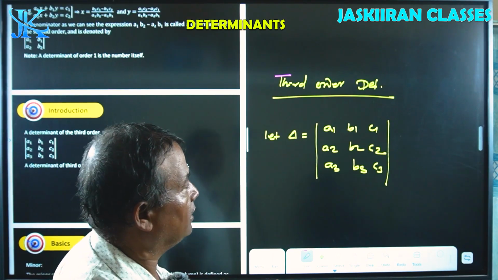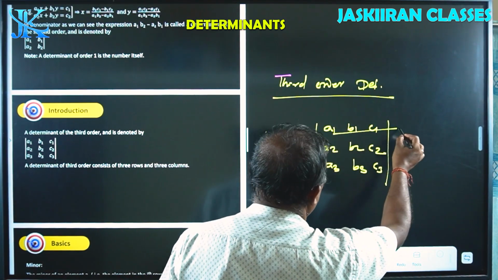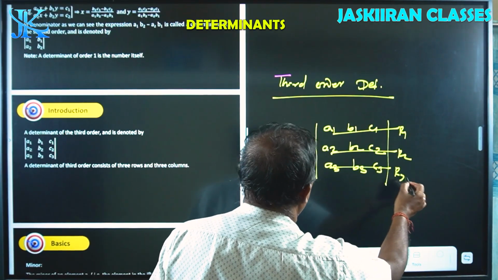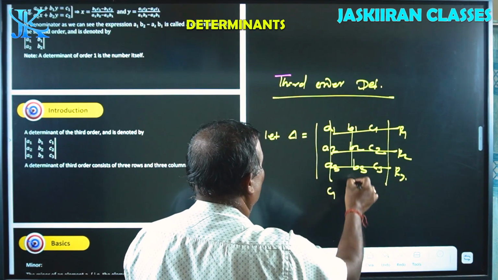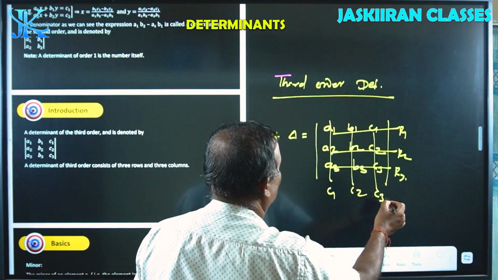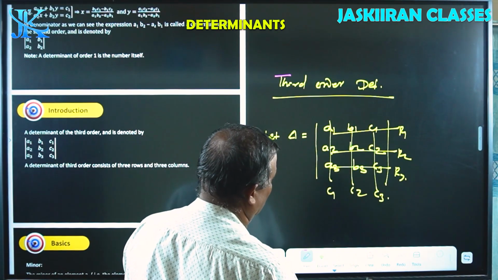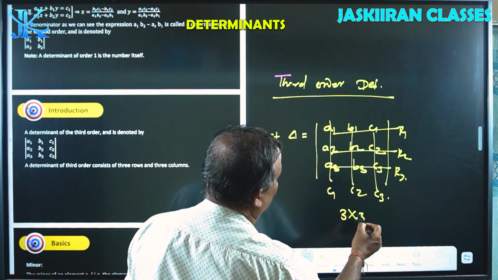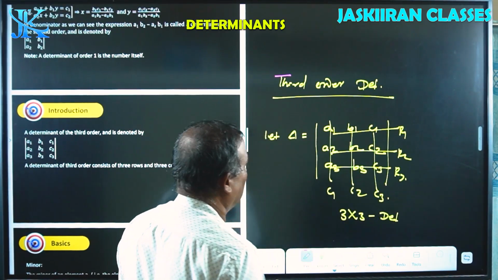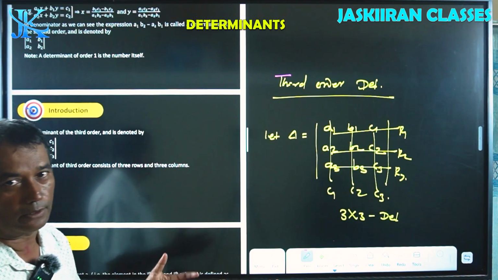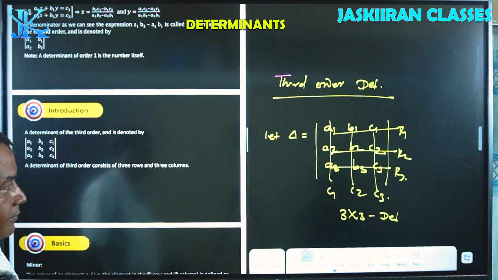A third order determinant contains 3 rows, that is R1, R2, and R3. Similarly, column 1, column 2, and column 3. So 3 rows and 3 columns. So it is called a third order determinant or 3 cross 3 determinant. Now, how do we get the value of the third order determinant?